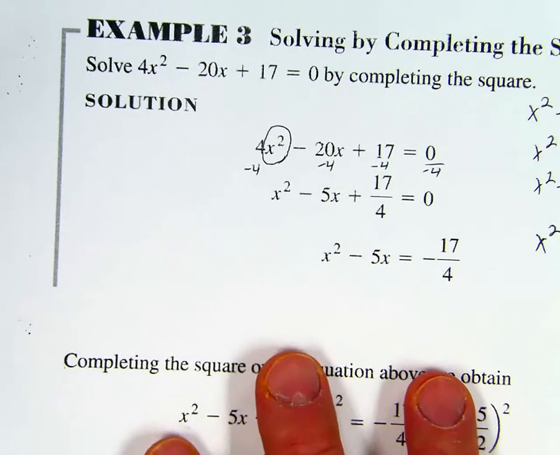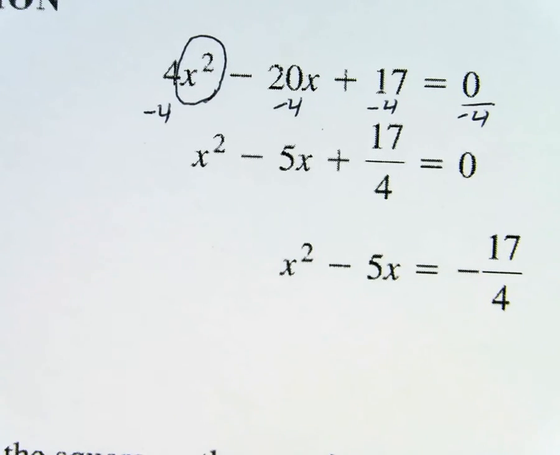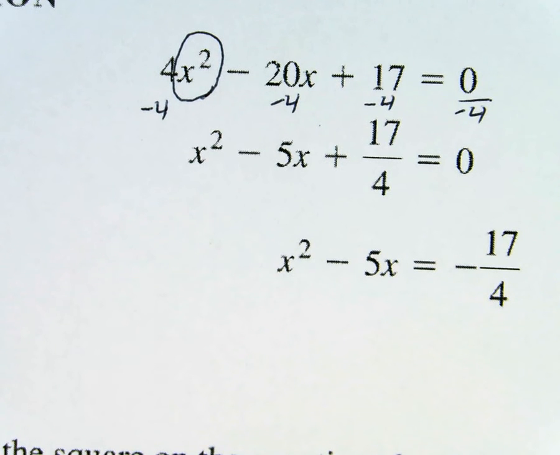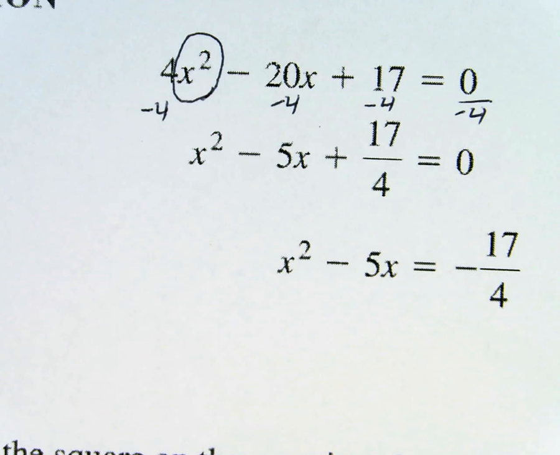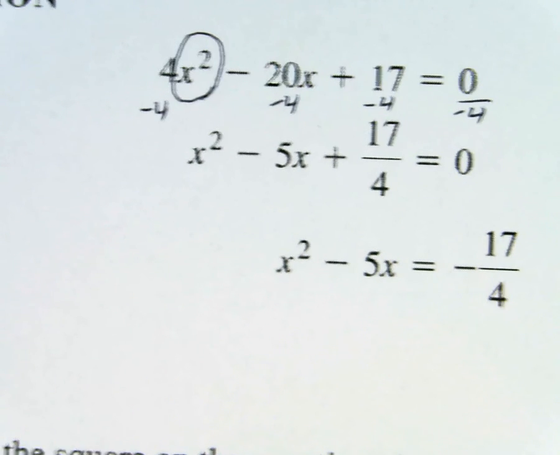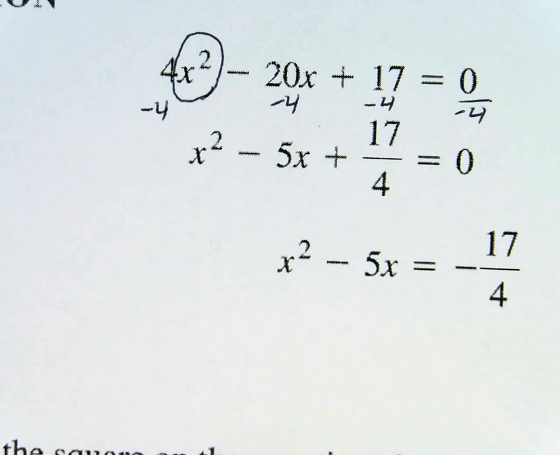Now, if you look at our problem, the first thing that we've done is divide by 4. We want x squared with a leading coefficient of 1. So that's the first division. Then we subtract 17/4 from both sides, and we get x squared minus 5x.